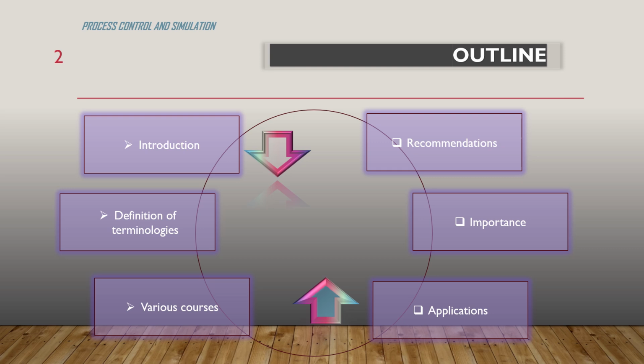The following is our outline. We are going to start with an introduction, definition of various terminologies, various courses, the applications of process control and simulation, the importance or the relevance of it to the chemical, biochemical, biotechnology, and research field in general. Then we are going to end our presentation by looking at various recommendations, what you need to know about this course and how to excel in this course.